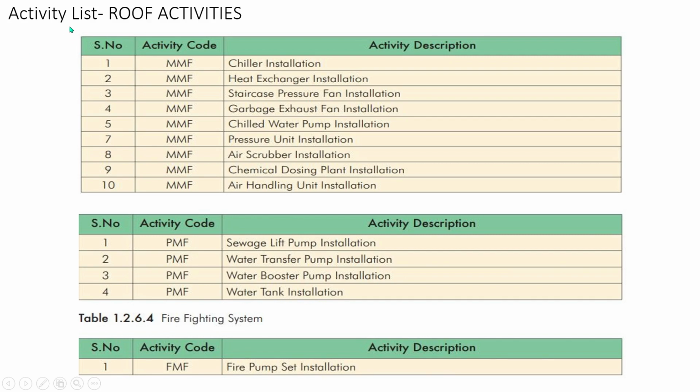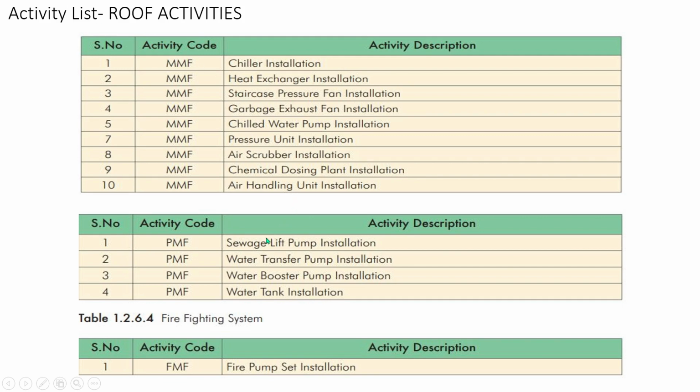Well, we have to see now the roof activities. What kind of activities are involved in the roof? As we discussed earlier, the chillers and equipment shall be installed in the mechanical room or in the chiller room on the roof as well. So these kinds of mechanical equipment shall be installed on the roof.